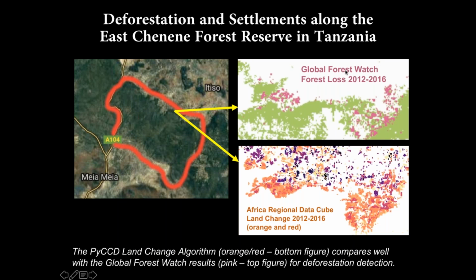This at the top is a product called Global Forest Watch. This is Matt Hansen's prediction of forest loss. This is available on the web. Nobody knows how he does it. The algorithm is not public, but it's a prediction of forest loss.